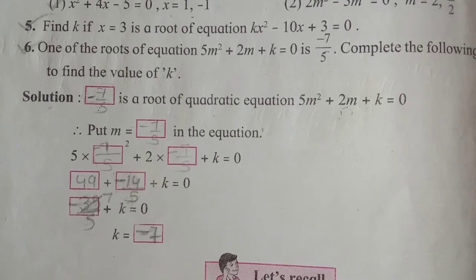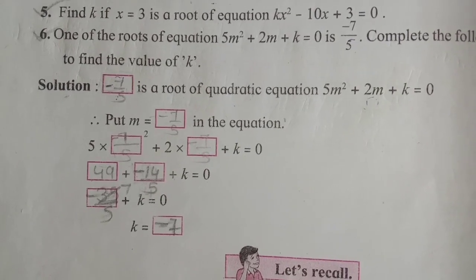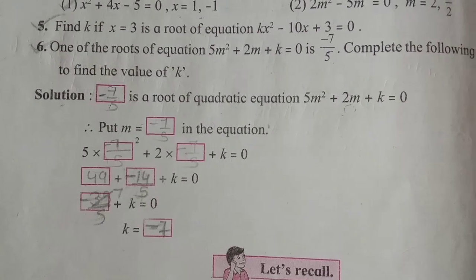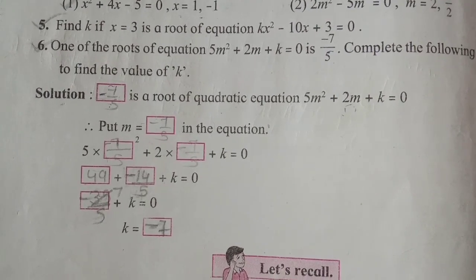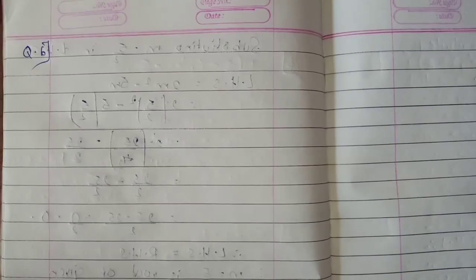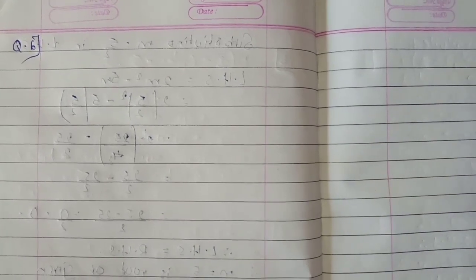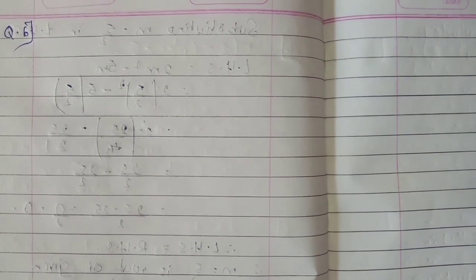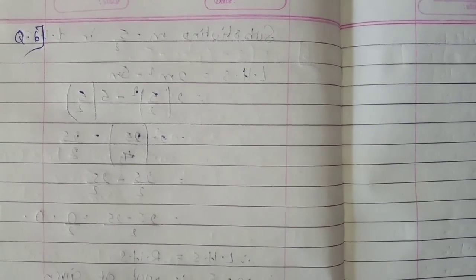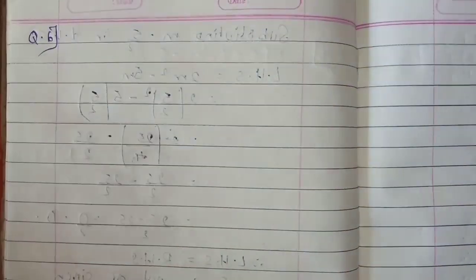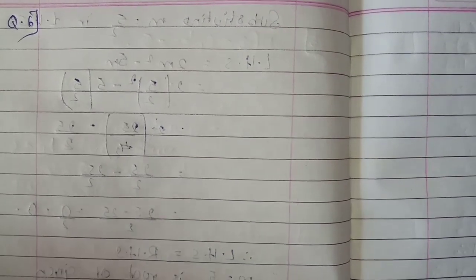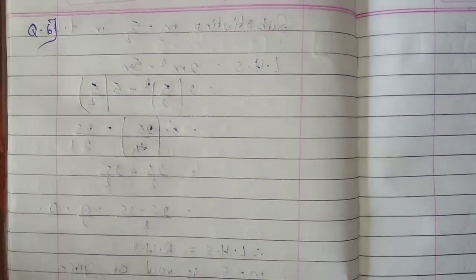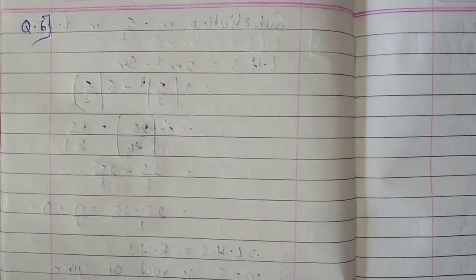Question number 5 and 6 are the same. So first I will solve question number 6, and after that we will solve question number 5. So our question is: one of the roots of the equation 5m square plus 2m plus k is equal to 0 is given as minus 7 upon 5, and we have to find the value of k.